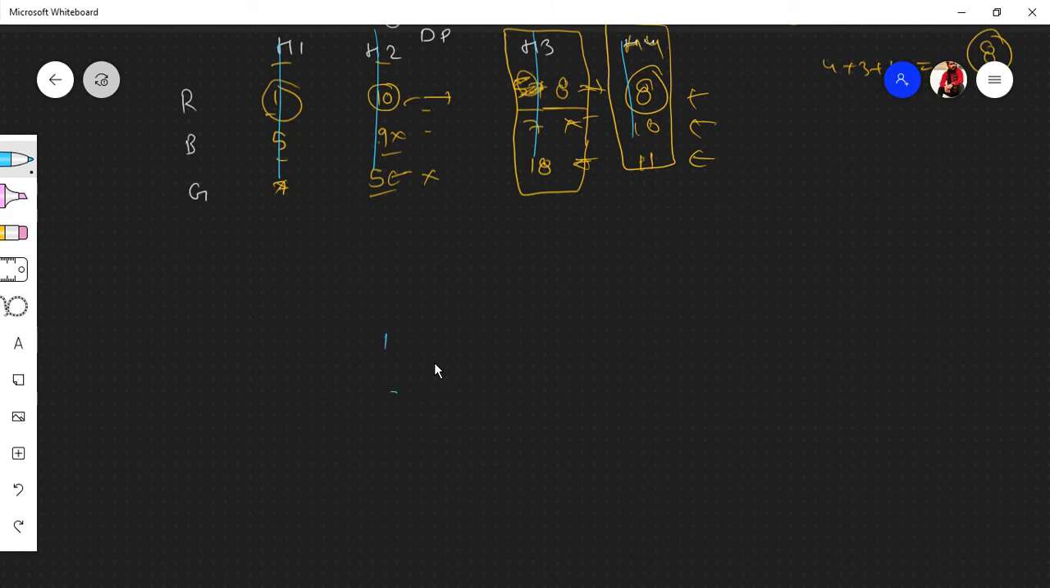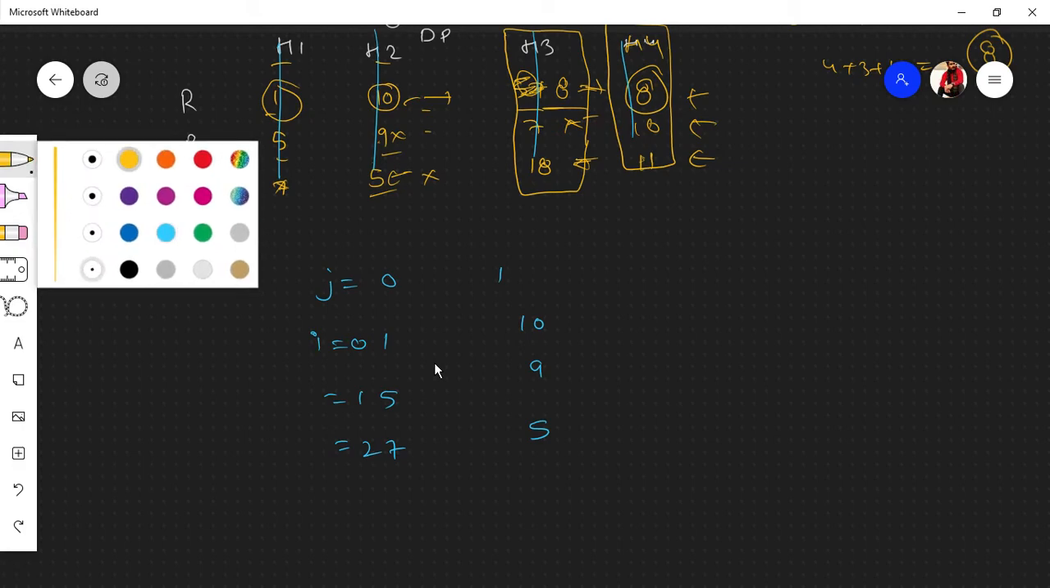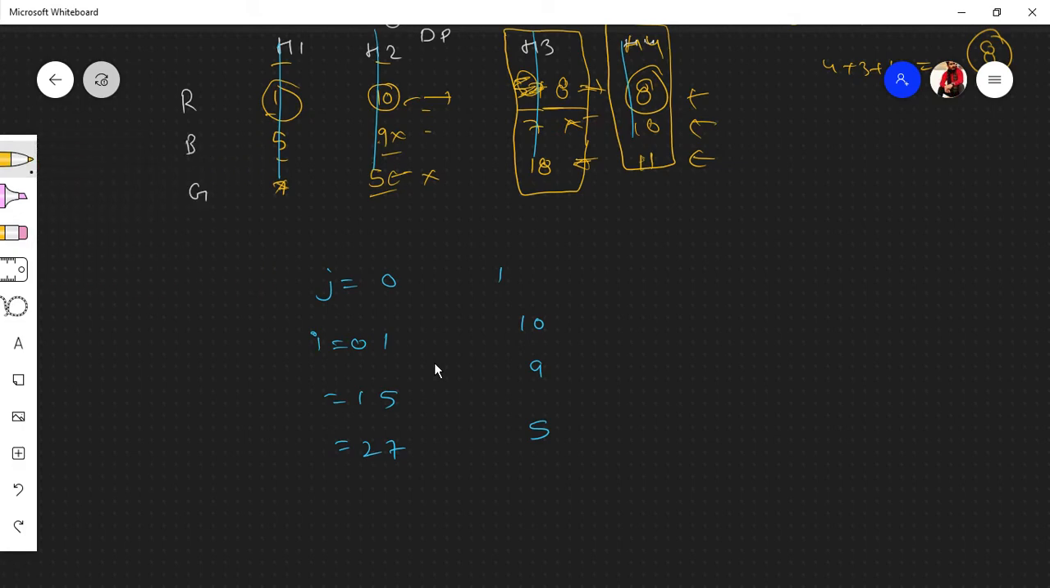I'll write some values 1, 5, 7, and 10, 9, and 5. So basically, for example, this is J, 0 and 1, and this is I, 0, 1, and 2. If I ask you for the location, you are currently here and you want the minimum of these two because these are blue and green and you cannot take red.